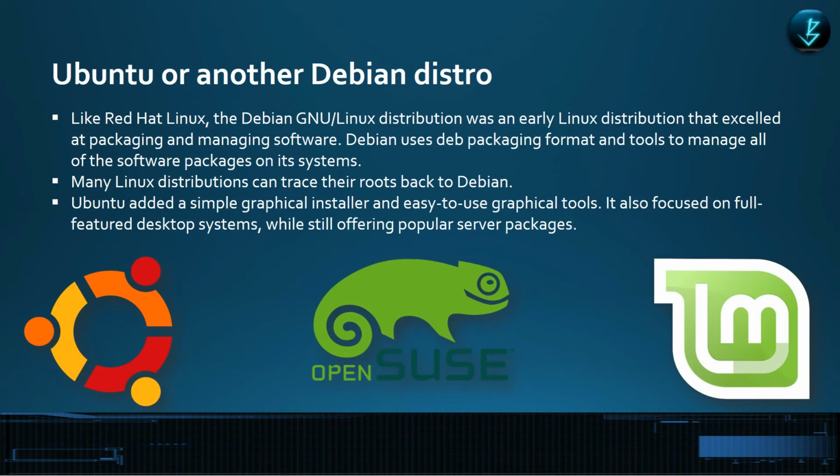Debian distro. Like Red Hat Linux, the Debian GNU/Linux distribution was an early Linux distribution that excelled at packaging and managing software. Debian uses the Deb packaging format and tools to manage all of the software packages on its systems. Many Linux distributions can trace their roots back to Debian.